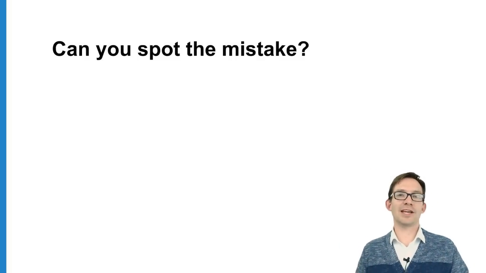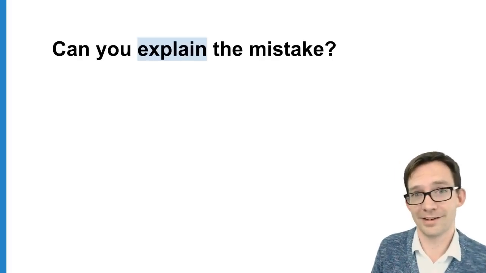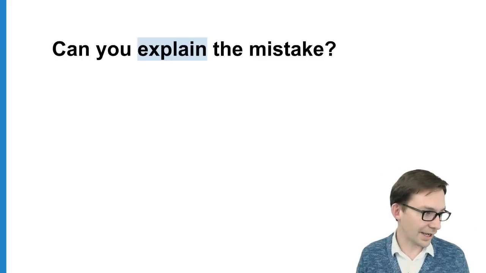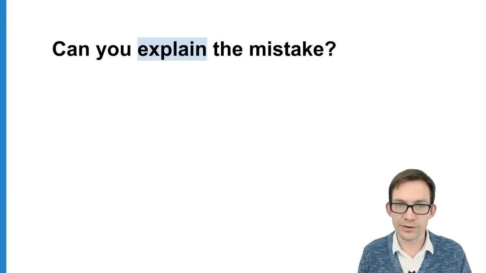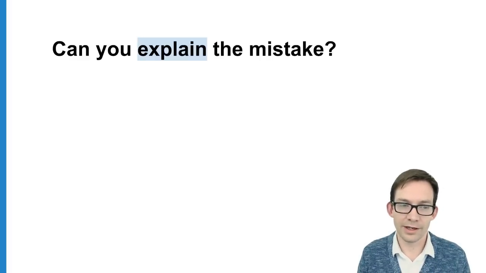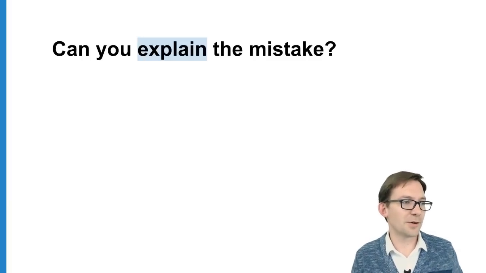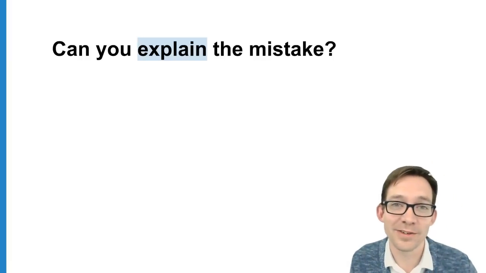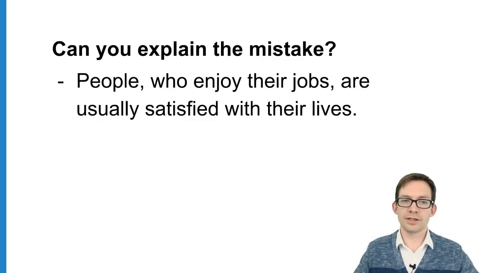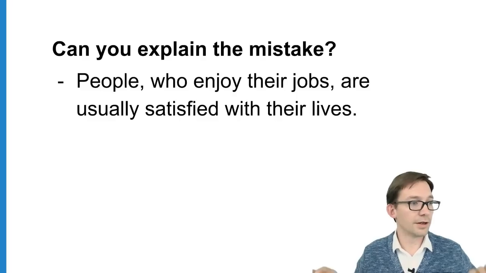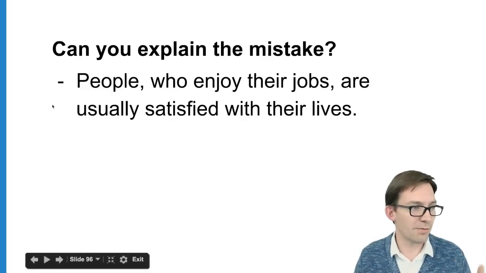So this isn't so much, can you spot the mistake, all right? I'm going to take the word spot out of there. It's, can you explain the mistake, all right? So I'm going to put a sentence up on the screen, and I'm going to disappear for 10 seconds or so, and I want to see some answers in the chat. Why is this sentence wrong, okay? Obviously, you're going to see pretty quickly what the mistake is, but I want a clear explanation as to why it's a mistake, okay? So here's the sentence. People who enjoy their jobs are usually satisfied with their lives, okay? Discuss that in the chat. Why is that a mistake? I'll give you 10 seconds and then I'll come back, all right? Get to it.